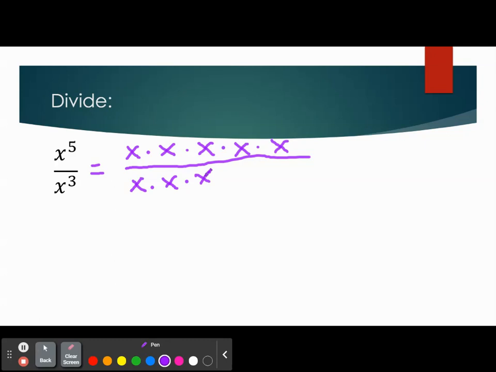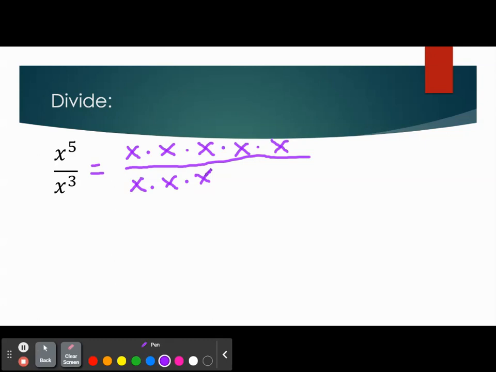Alright, now, I have a question. If I take 2 and divide it by 2, what do I get? 1. If I take 7 and divide it by 7, what do I get? 1. 100 divided by 100. 1. A heart divided by a heart. 1. What about x divided by x? Anything divided by itself is 1.